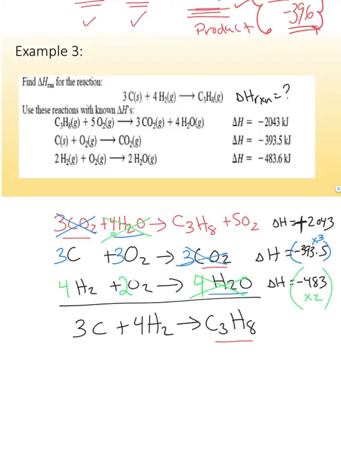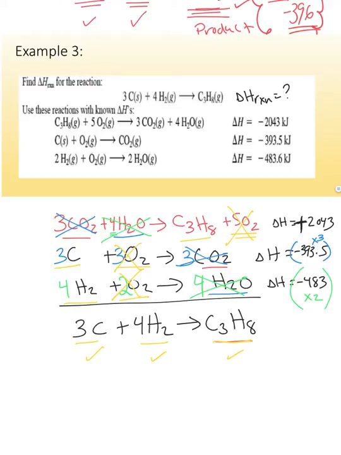Okay, let's check. Anything else? Oh, also there's no oxygen here. So you want to cancel the oxygens. So if you notice, here you have 5 oxygens, and here you have 3 and 2, which is 5. So the oxygens are gone. Okay, I think that's everything. Let's check. 3C, 3C, good. 4H2, 4H2, good. 1C3H8, 1C3H8, good. All right, so now the individual reactions add up to the overall reaction.